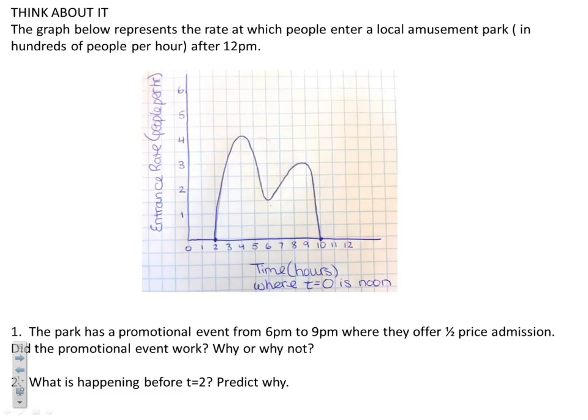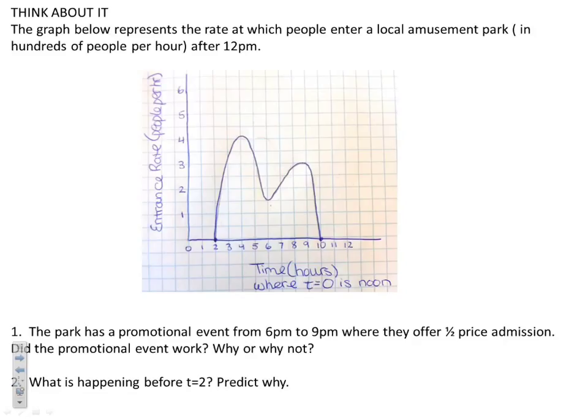Okay, so we have our think about it problem. The graph below represents the rate at which people enter a local amusement park in hundreds of people per hour after 12. Number one, the park has a promotional event from 6 to 9 where they offer half-price admission. Did the promotion work? Why or why not?